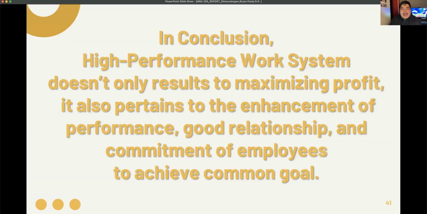In conclusion, high performance work system in an organization doesn't only result in maximizing profit. It also pertains to the enhancement of performance, good relationship, and commitment of employees to achieve common goals.